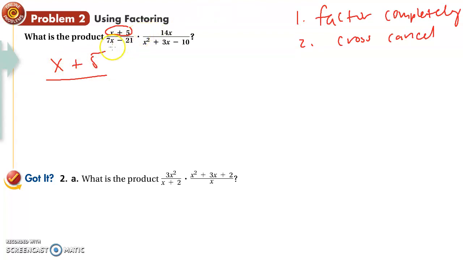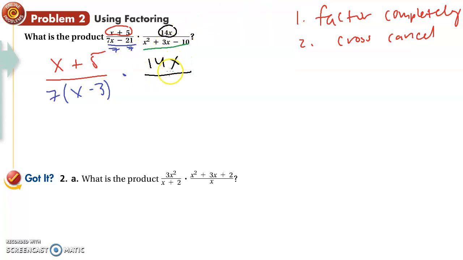Let's do a different color. What about 7x minus 21? Actually, those both have a GCF of 7. So 7 goes in the front, and I would have x minus 3 left over. Times, can 14x go any lower? Nope. 14x stays the same, and we'll do one more color, this guy.